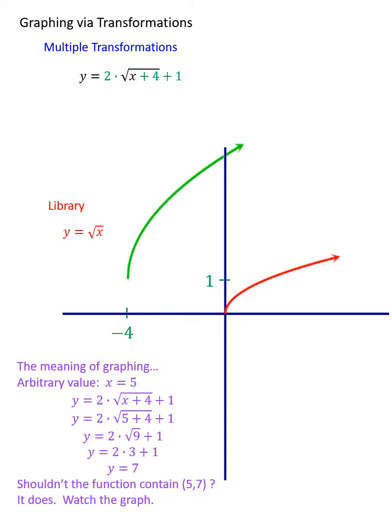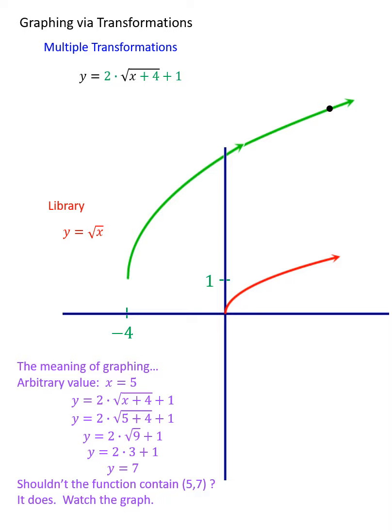Well, it does, and it shouldn't surprise us. Watch the graph. I plotted the point 5, 7 here. Does that point lie on the graph of the green radical function? It absolutely does. Let's not forget what the arrow at the end of that graph means. It means that this function continues in the same manner as before. And so we do in fact find out that this graph does contain 5, 7.